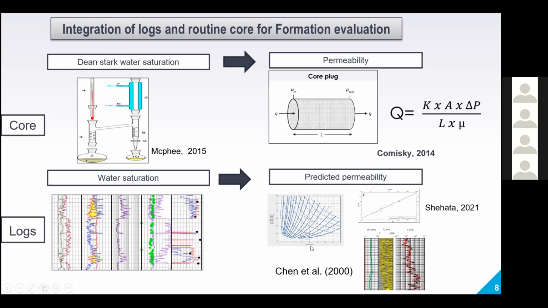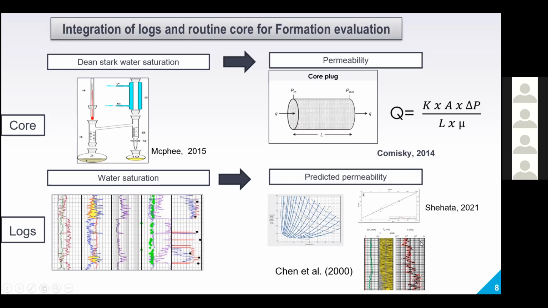But this is an empirical method. For sure it has a lot of uncertainty. I worked with it a lot. In some reservoirs it gave me a permeability matching the core, and in other reservoirs it didn't give me a good match. So this method is not very reliable.